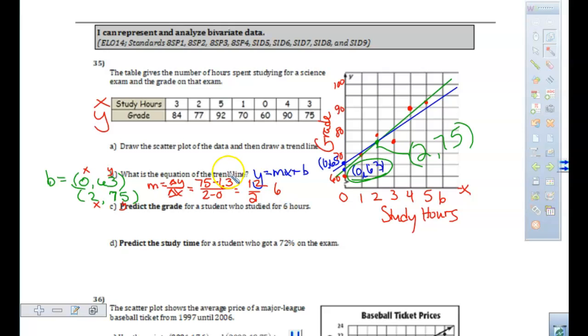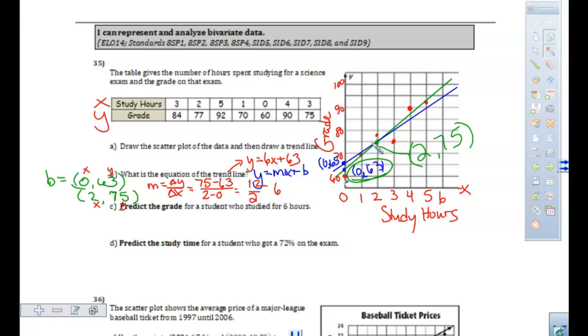So what is my equation for my trend line? y equals 6x plus 63. Did anyone do this one already and have a different equation? Because you could have, right? If I had this blue line, it would have been at 65 and the slope would have been maybe 5.2 or something like that. So just so you know, there are different equations that you could get.